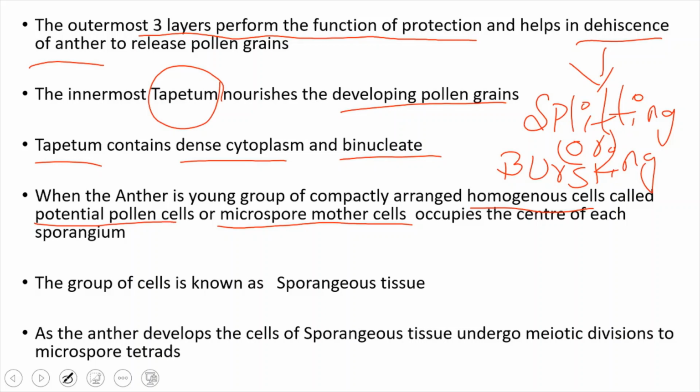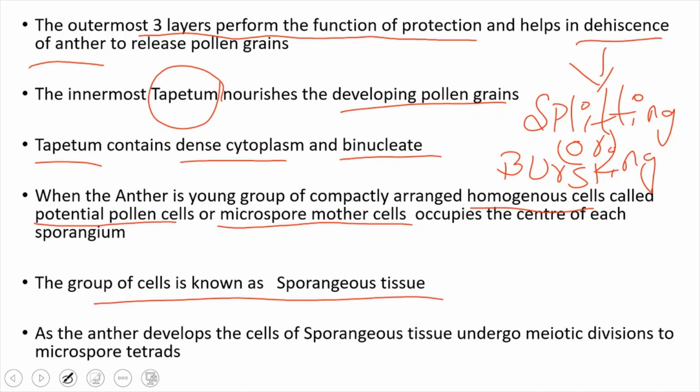They occupy the center of each sporangium. These cells are present inside the microsporangium, and if any group of cells is there, we call it a tissue, right? So this group of cells is known as sporangious tissue. So the microsporangium in the middle contains sporangious tissue. What is present inside the sporangious tissue? A group of homogeneous cells. What are the cells called? They are called potential pollen cells or microspore mother cells, right?